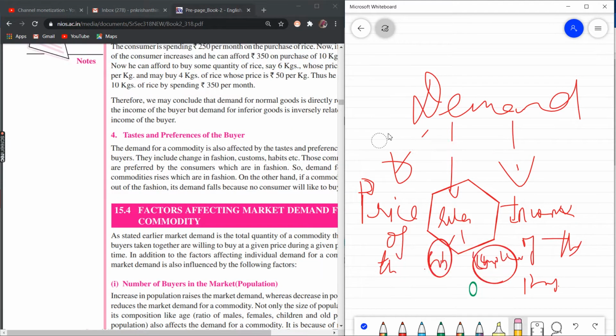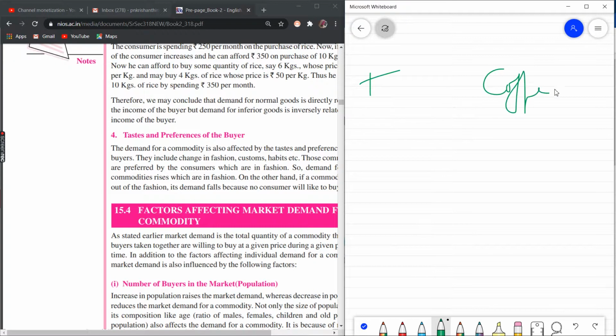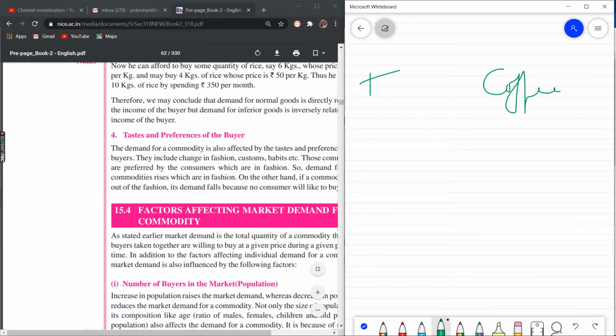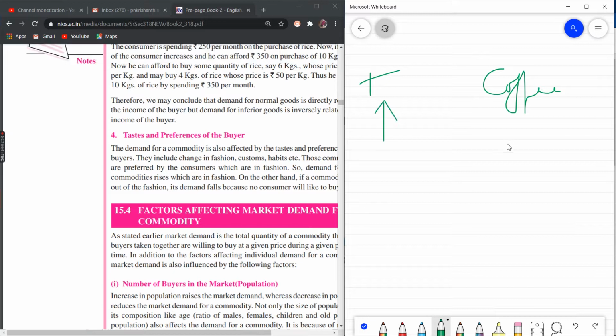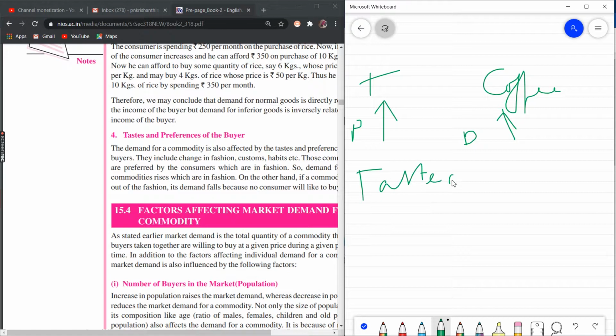I have already mentioned to you that in case of tea and coffee, when the price of tea increases, demand for coffee increases. But when taste and preferences play a major role, what will happen? The price of tea increased, but I love only the taste of tea and I have a strong aversion towards coffee. What will I do? Even though there's a hike in the price level, I will definitely consume the tea. So this is how taste and preferences have a major role.